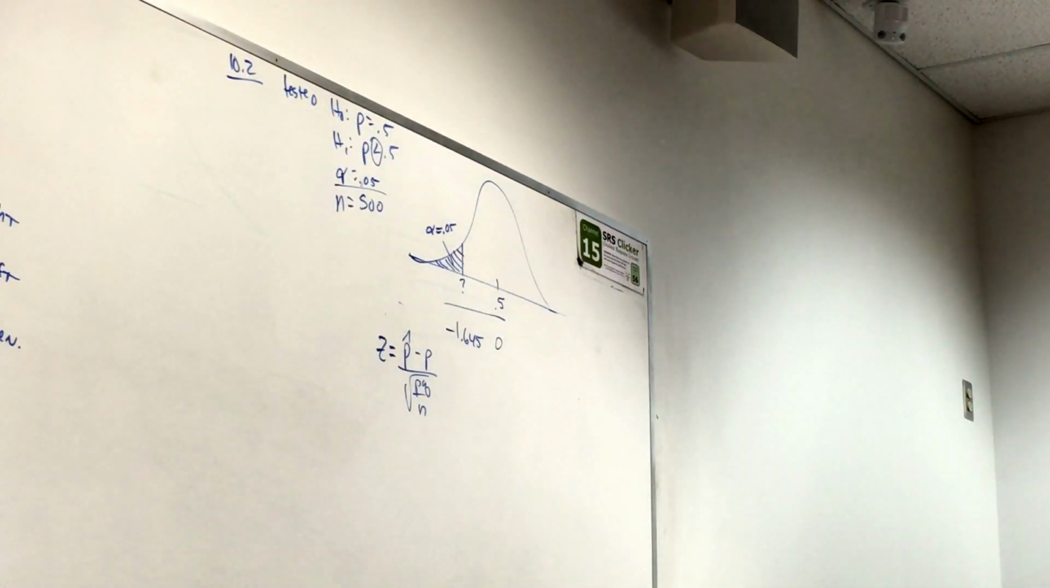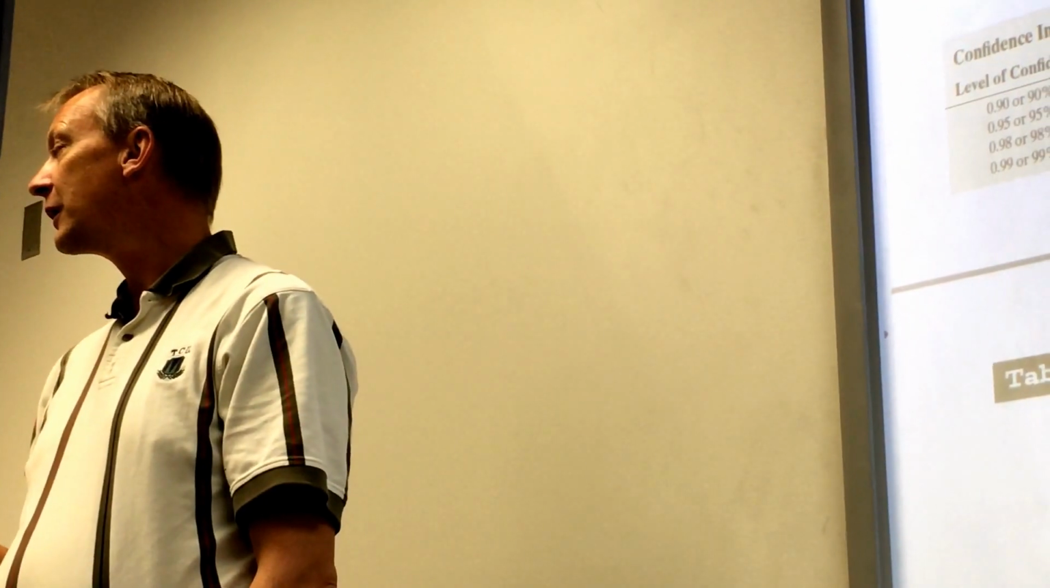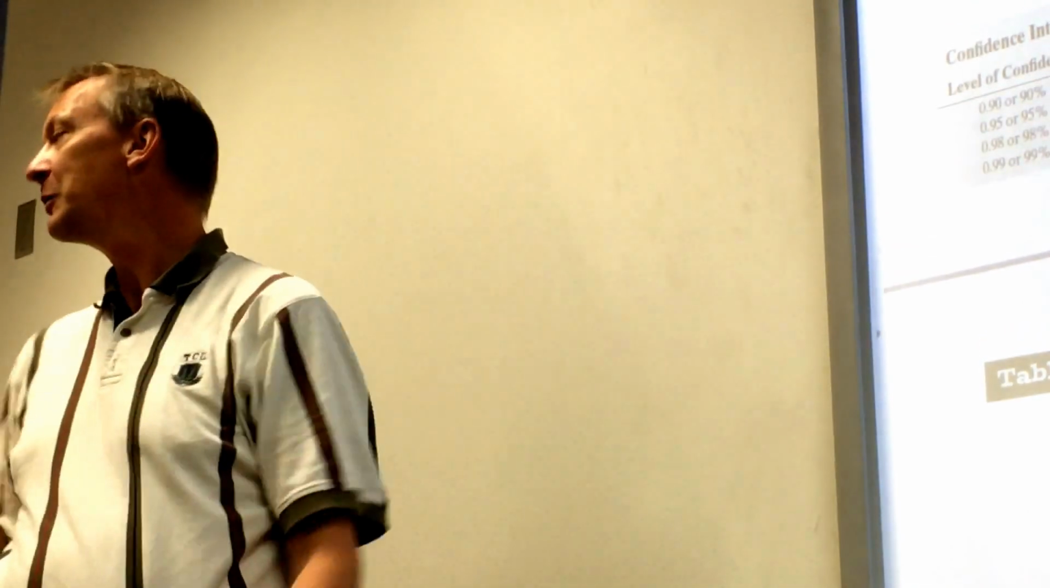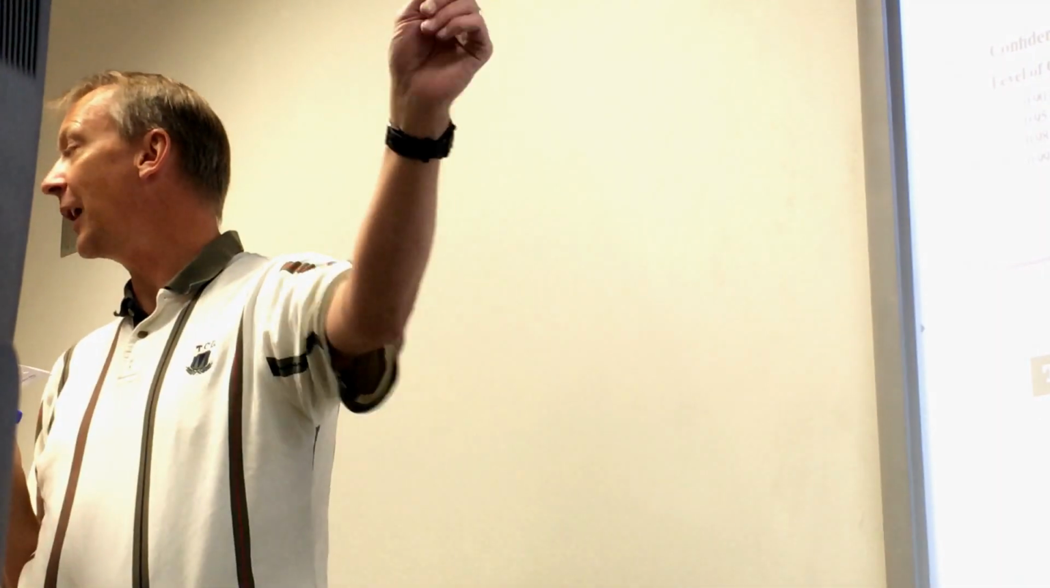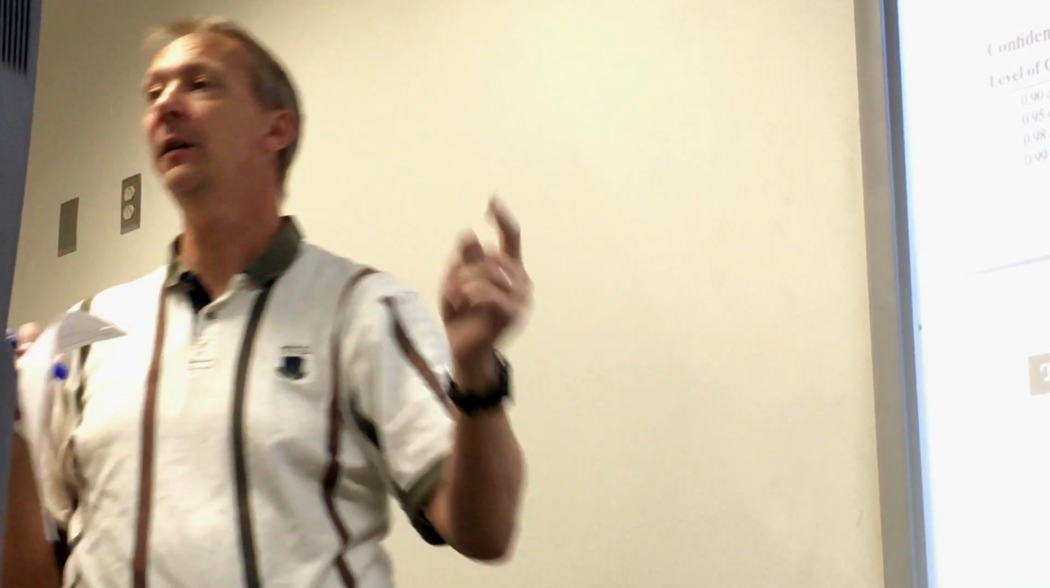Yes? Use t if you don't have the population standard deviation. If you do, you use z, but it's a different form of z. It's going to be x bar minus mu over sigma over the square root of n. Conceptually, they're the same.